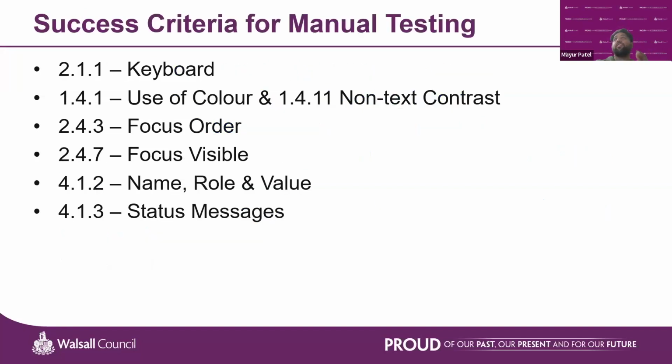So what I've tried to do is cover only the high priority and mid priority issues for manual testing. There are obviously 55 success criteria, and we do not have time to go through all of them. But I've tried to find all the main important success criteria which are on the high end of creating issues, where it really blocks users from getting a full experience. Some you will recognize: 2.1.1 Keyboard, 1.4.1 Use of Color, 1.4.11 Non-text Contrast, 2.4.3 Focus Order, 2.4.7 Focus Visible, 4.1.2 Name, Role, Value, and Status Messages is the last one.